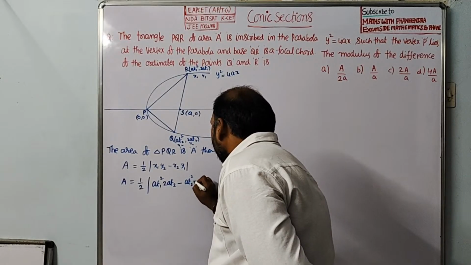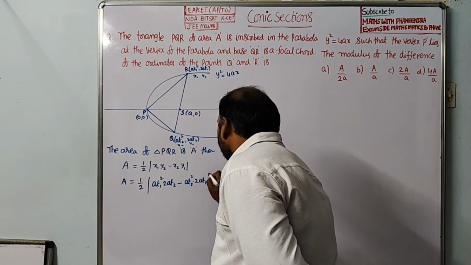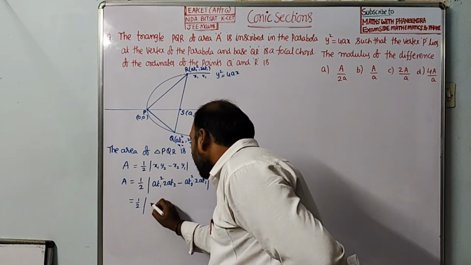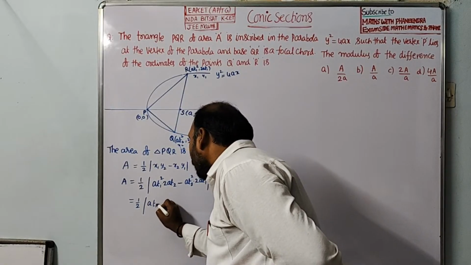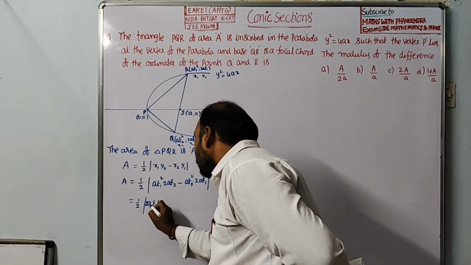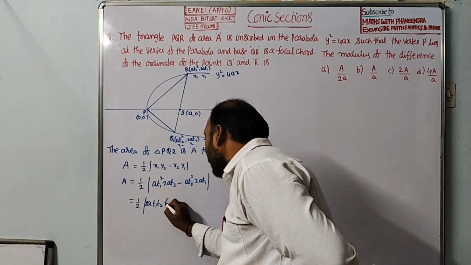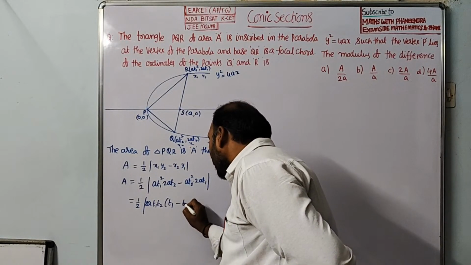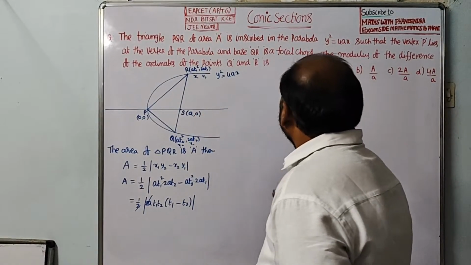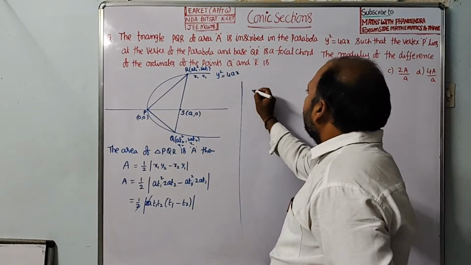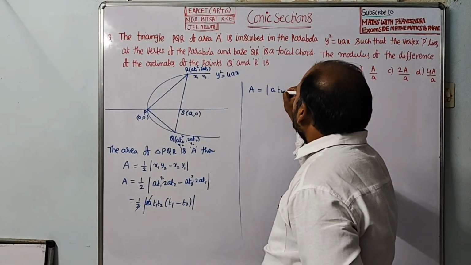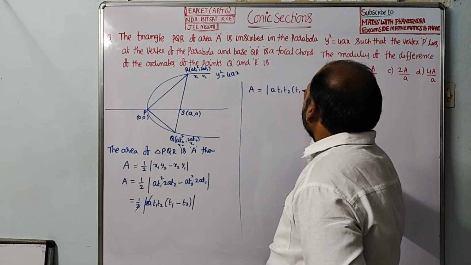2at2 square into y1 means 2at1. So which is equal to half into what comes here common? A t1 t2 will be common. 2 also comes, 2a t1 t2 common. Remaining is here t1, here t2. Here 2 gets cancelled. Area A equal to mod A into T1 T2 into T1 minus T2.